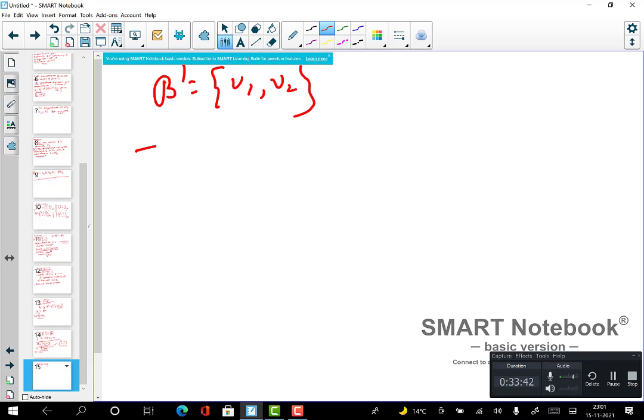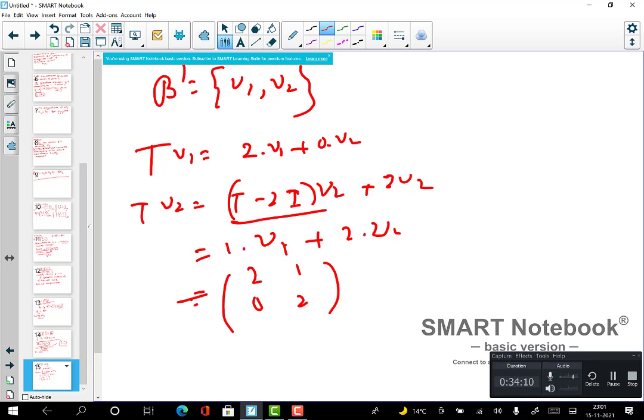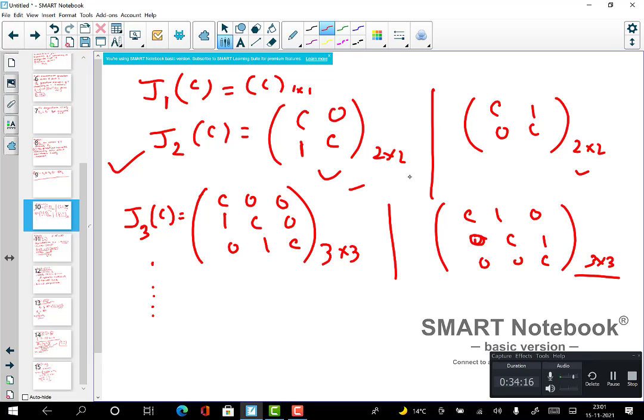So how? Because in this case you write T v1 equal to 2 v1 plus 0 v2, and T v2 you write as (T minus 2I) of v2 plus 2 v2, right? And this is nothing but v1, so 1 times v1 plus 2 times v2, so the matrix representation will be (2, 0) and then (1, 2). Okay, so in this case this is this. So the way I define it, either you can use this or this, no problem, but I'm going to use this form only.